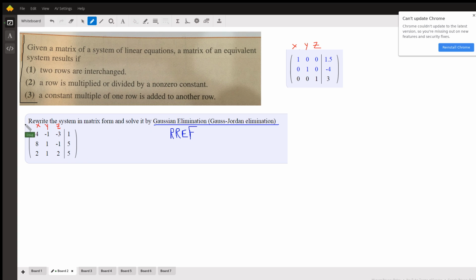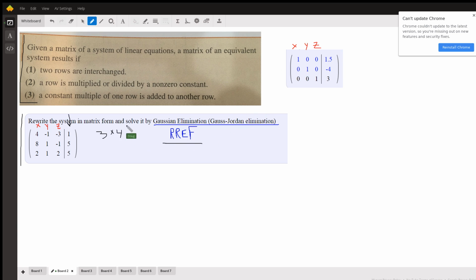And so here's the matrix that we create. We put the x coefficients in column 1, the y's in 2, the z's in 3. And we call this an augmented matrix because we put the constant terms in this additional column here. So this is a 3x4 matrix. And Gaussian elimination, Gauss-Jordan elimination, is the same thing as reduced row echelon form.